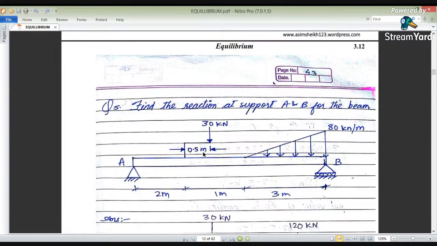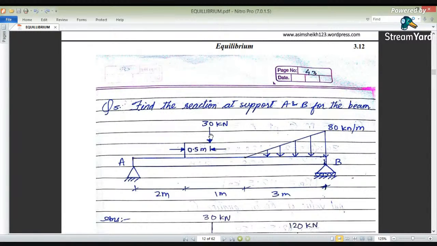This assembly is nothing but a bracket, in which the load is acting at some height. It is not acting directly on a beam, it is acting at some height. What about this height? The height is the same, 0.5 meters. The distance between this point and this point is again 0.5 meters.